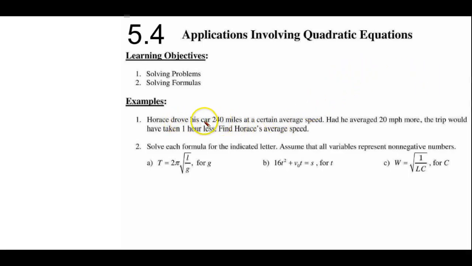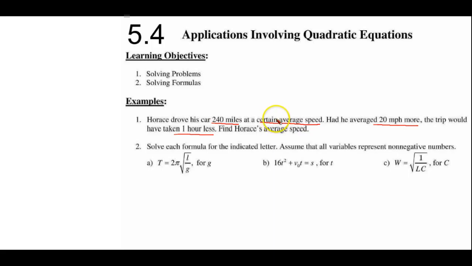So Horace drove his car 240 miles at a certain average speed. Now, had he averaged 20 miles per hour more, the trip would have taken 1 hour less. Find Horace's average speed.